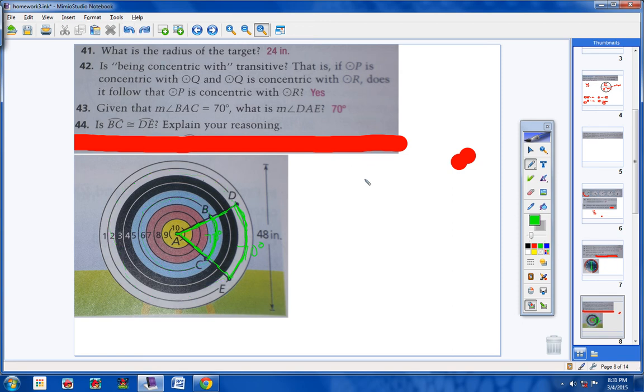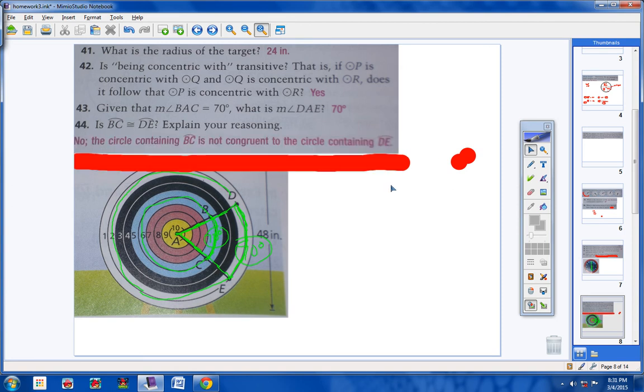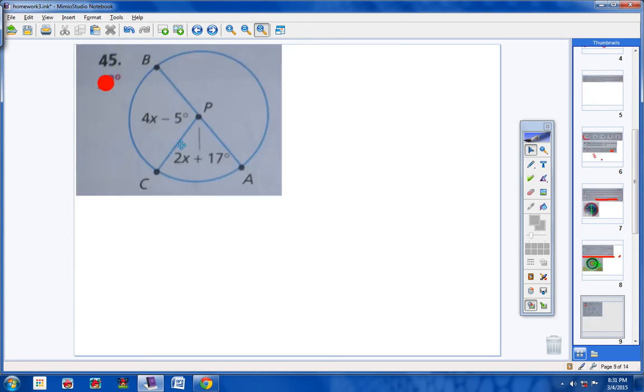The theorem said if 2 arcs have the same measurement, 70 and 70, they're congruent if they lie in the same circle, and they don't. Or if they lie in congruent circles, and they don't. Does this circle here look like it's congruent to this circle here? Not on your life. Congruent circles have to have the same radius or diameter. So even though those 2 arcs have the same measurement, they are not congruent. Absolutely not. Alright, moving on to number 45.